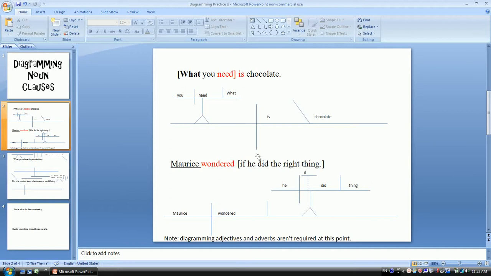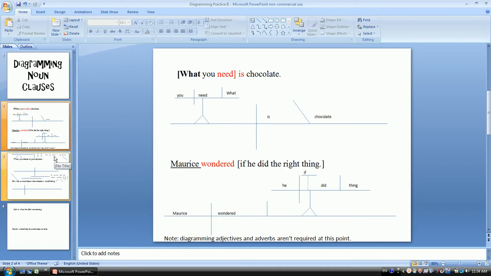Now, the and right are both adjectives. And at this point, if you look down here, diagramming adjectives and adverbs aren't required because we haven't covered that in the book yet. So don't worry about any adjectives, adverbs, and any prepositional phrases that do not have noun clauses in them. If the prepositional phrase does have a noun clause, then you need to diagram it. But at this point, no adjectives, adverbs, or normal prepositional phrases. So this is how you would diagram a noun clause functioning as the direct object.